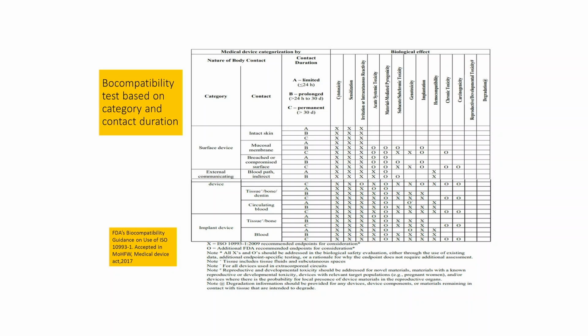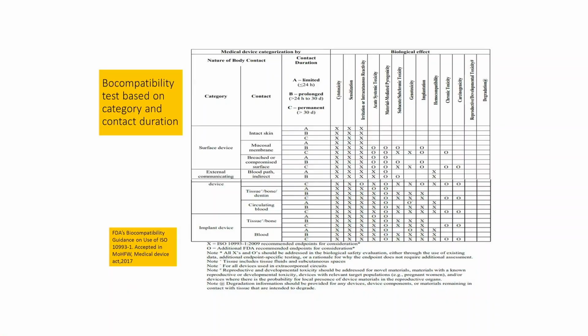Okay, so here what we are looking at is the blood bath, indirect, external communicating. If you have a device which has a needle kind of a system which is in touch with the blood flow and other vascular systems, you need a range of tests which are absolutely necessary and few mandated by the FDA, right? Then you have devices which are in contact with the tissue, bone, dentin (dentin is of the teeth), or circulating blood. They have a different set of requirements for the tests which are absolutely mandatory, right?